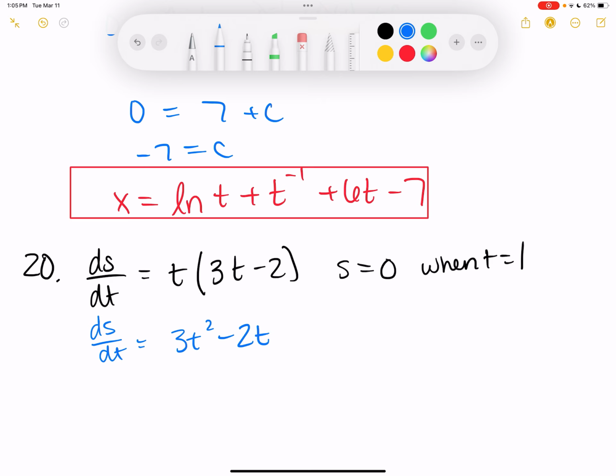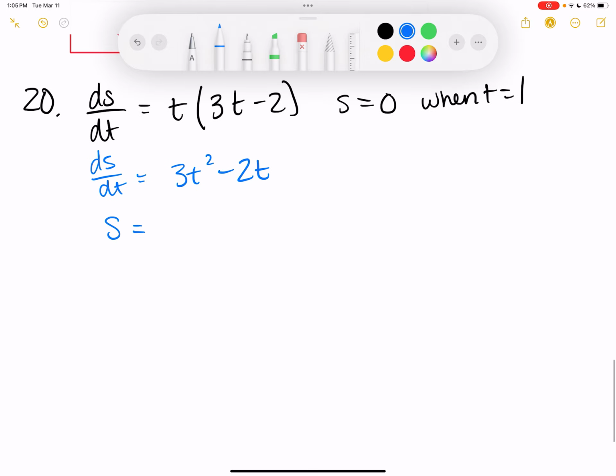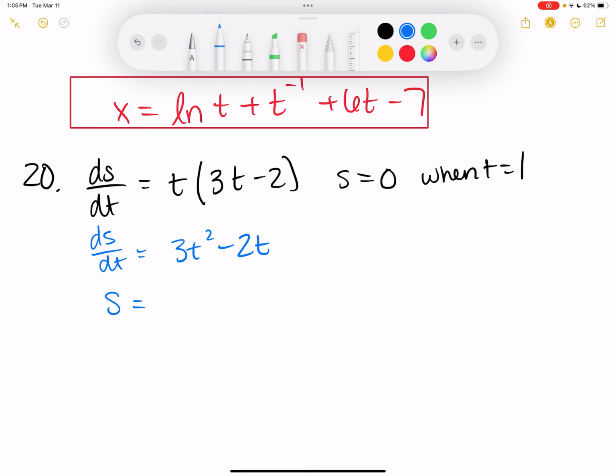Now we can take the antiderivative. s equals t cubed minus t squared plus c. So now we plug in: 0 equals 1 cubed minus 1 squared plus c. So 1 minus 1 is just 0.